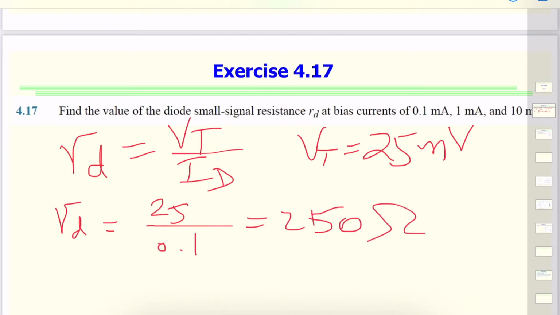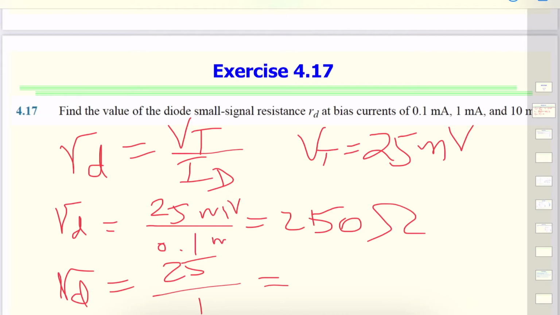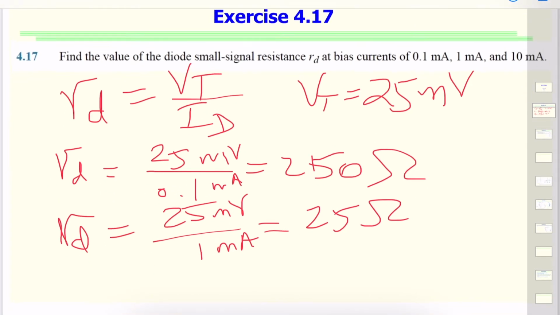And in a similar way for the second value, we would get the same 25 divided by 1. Remember, I'm not plugging in the units here. This is millivolt, this is milliamp, again this is millivolt, and this is milliamp, and the small signal diode resistance then changes accordingly. So same for the third case. For the 10 milliamp, we would have 2.5 ohms.